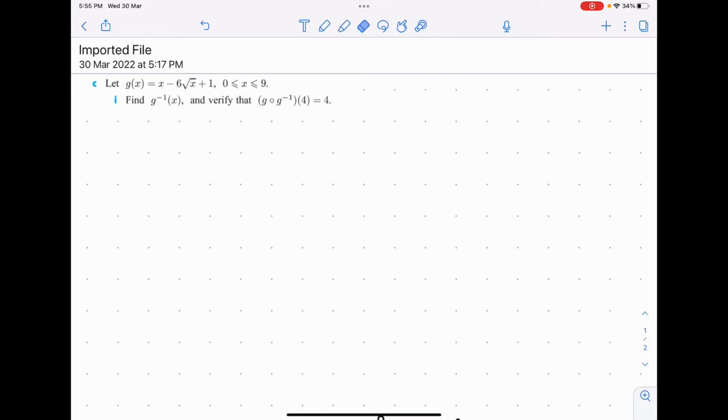Okay, so for this question, we need to first find the inverse and then verify. So once we found the inverse, verifying would be easy, right? We just need to substitute into the inverse function to get g inverse of 4, and then substitute that number into the original g function g(x) to see if it is 4, because we're verifying it, we're not proving the property of the inverse function here.